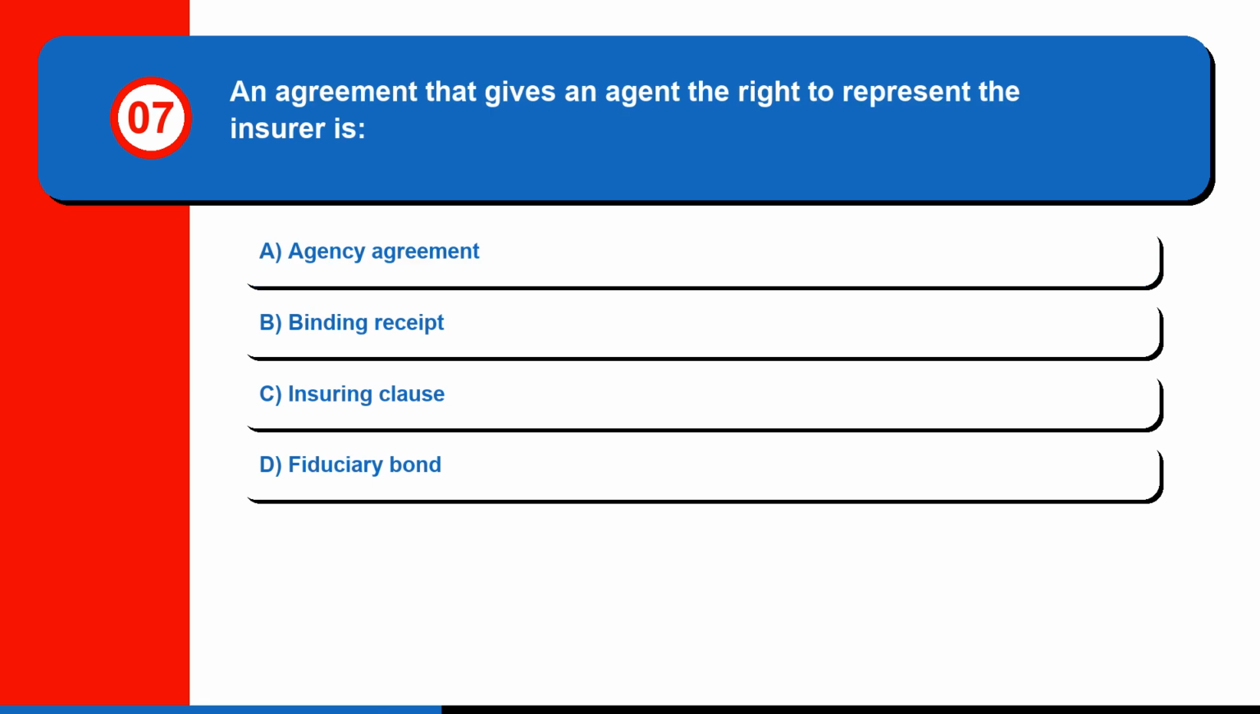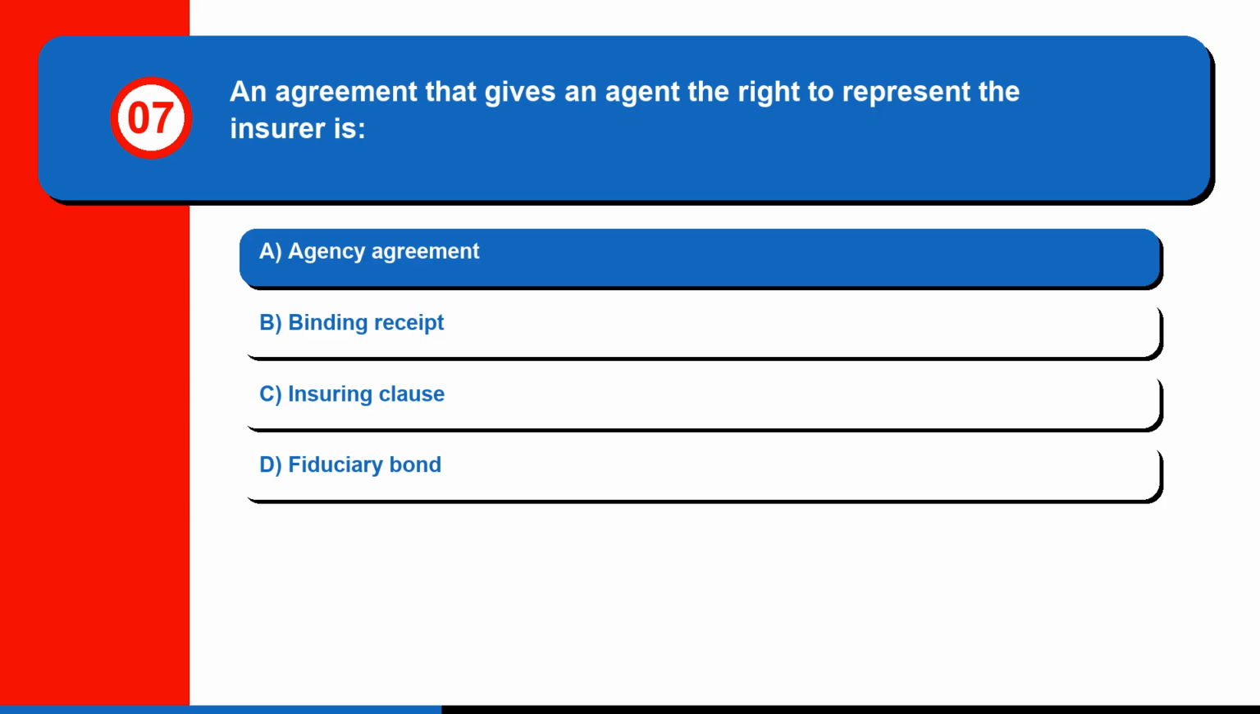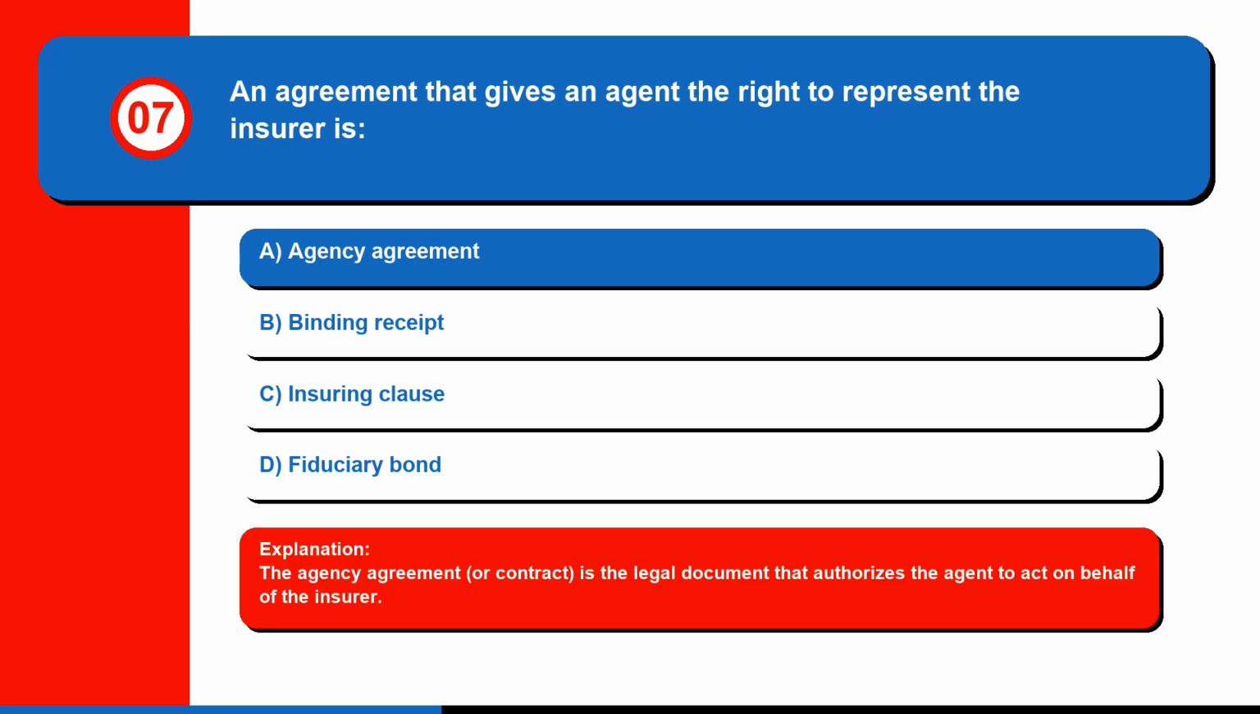Question 7. An agreement that gives an agent the right to represent the insurer is A. Agency agreement. B. Binding receipt. C. Insuring clause. Or D. Fiduciary bond. The correct answer is A. Agency agreement. The agency agreement, or contract, is the legal document that authorizes the agent to act on behalf of the insurer.